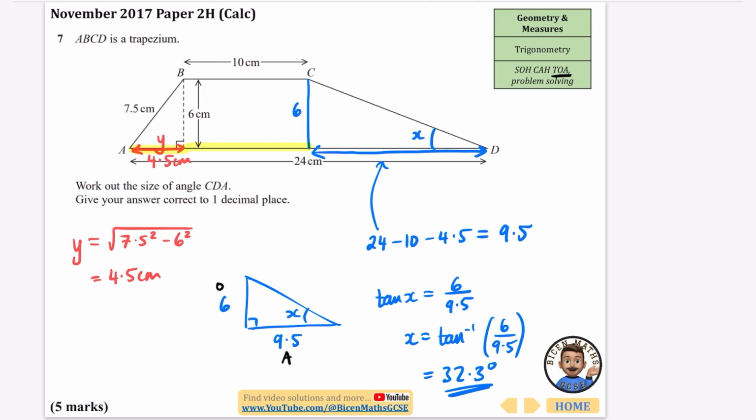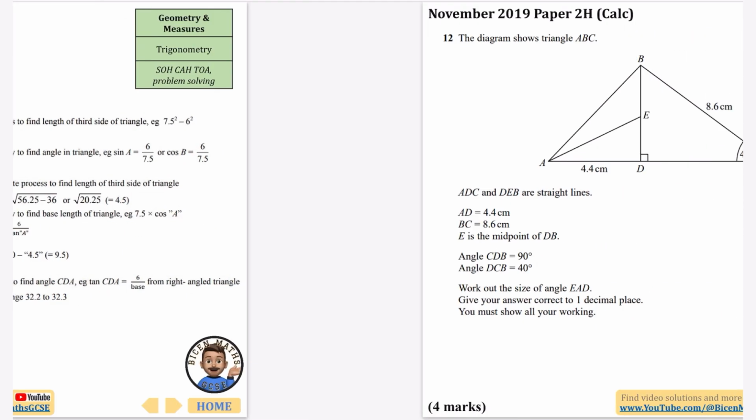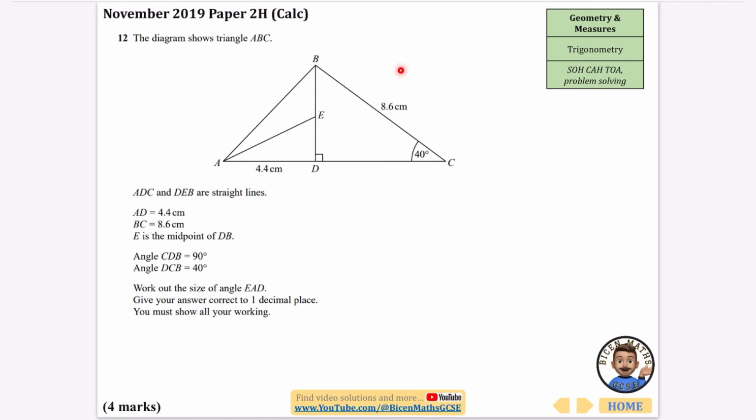Let's see if we have got the right answer. There's that 32.3, and you can see we had to do some Pythagoras at this part that we've got here. So technically there's some Pythagoras going on in this question too. Okay, this one we've got a few different triangles that are kind of all stacked together.